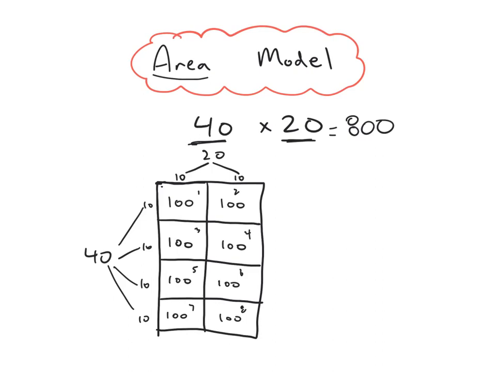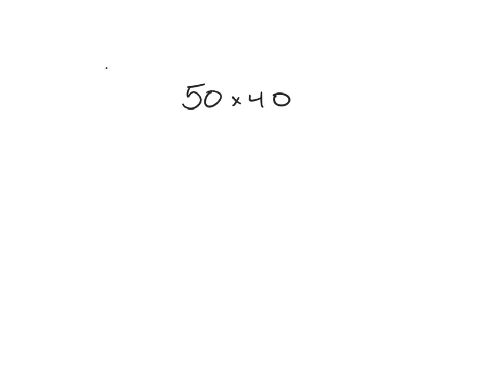So using that area model, we're setting up the side lengths with the original problem of 40 and then 20. We're splitting it into tens because we know 10 times 10 is super easy to find. And then we're just counting the number of 100 squares on the inside. We can simplify this process a little bit, and I'm going to show how you could do that with the next problem, 50 times 40.